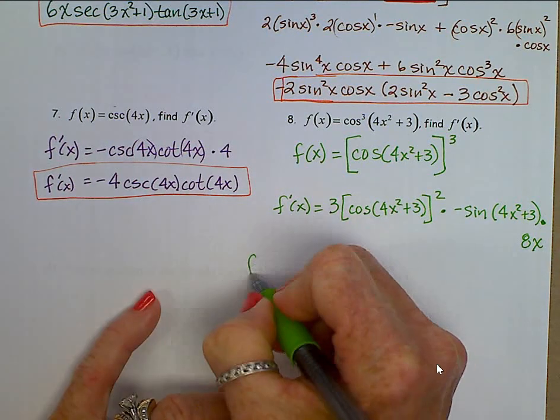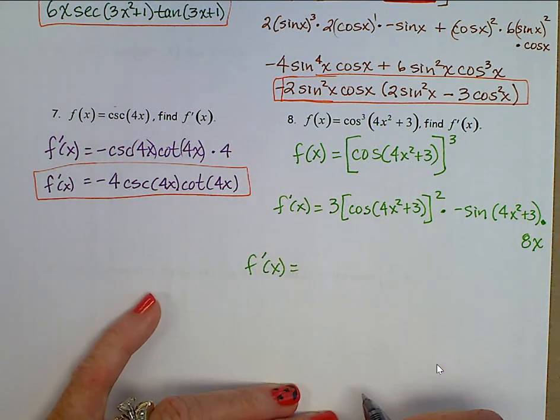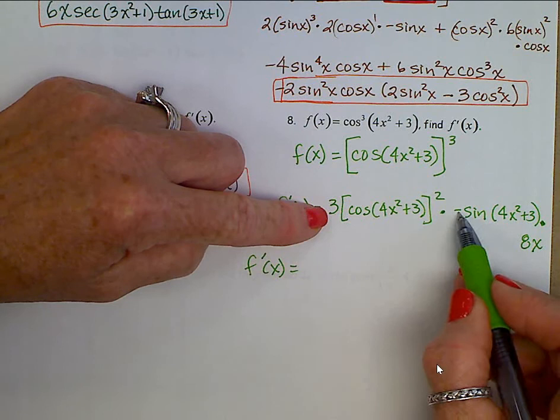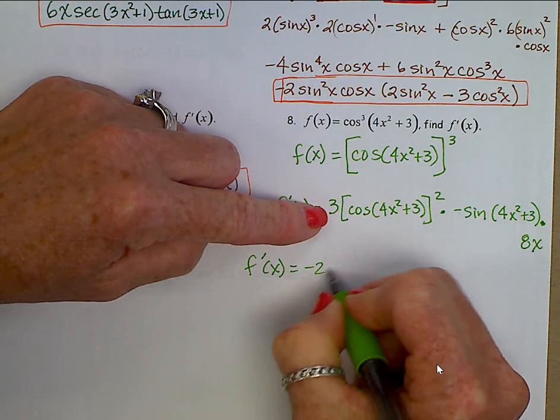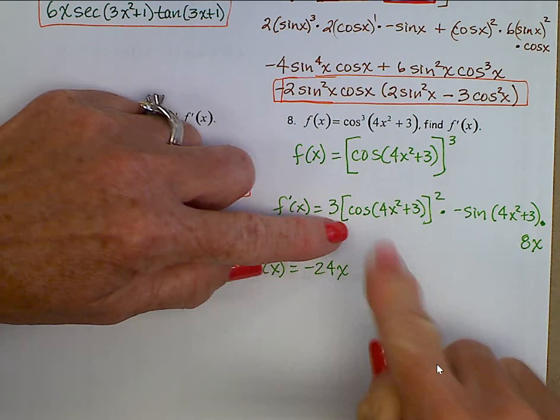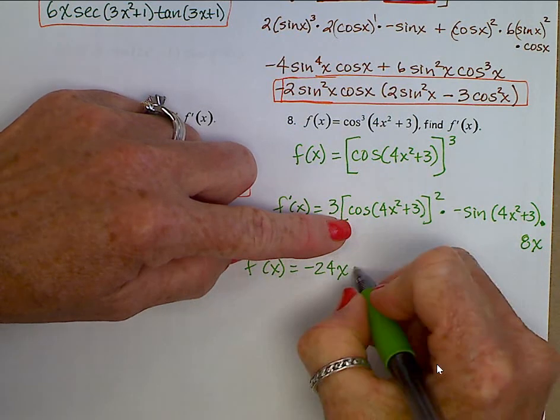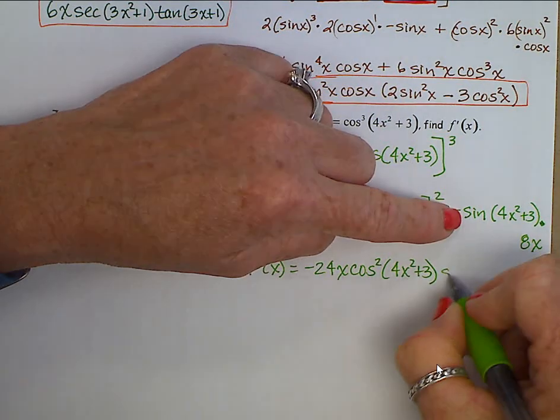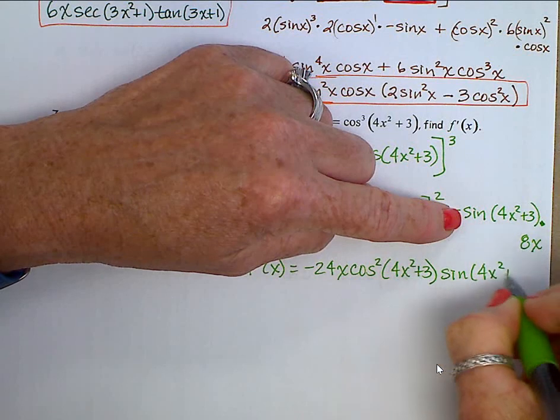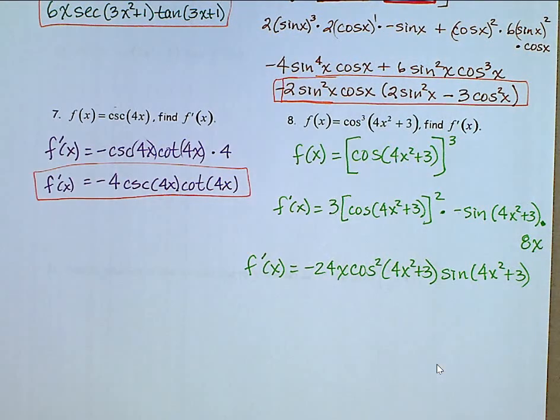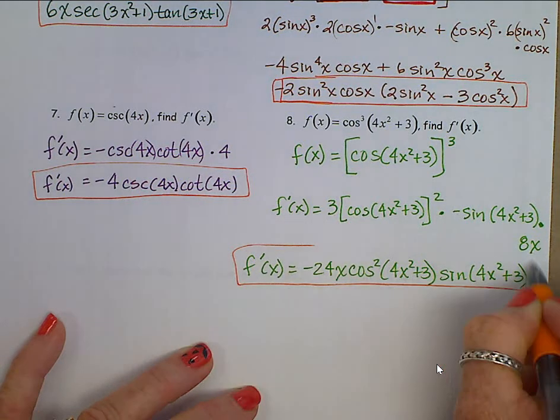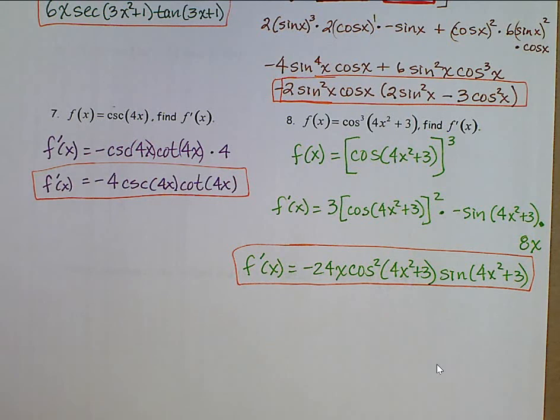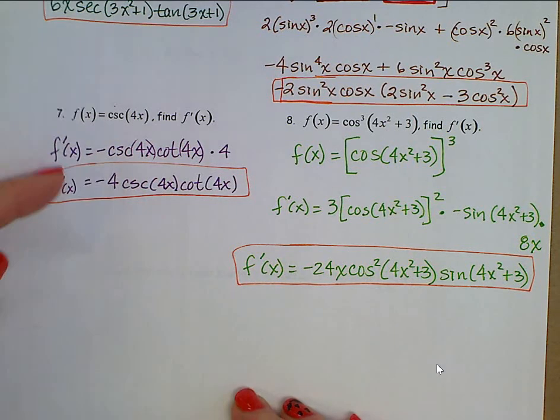All right, cleaning this up. Everything's being multiplied here. So I have a 3 for a coefficient, a 3, a negative 1, oh, and this 8, and then x. So how about negative 24x? We have cosine squared of 4x squared plus 3, and a sine of 4x squared plus 3. Yikes. So that was 3 nested functions, and we had 2 chain rules to do. Thank you very much. Please check out page 3.